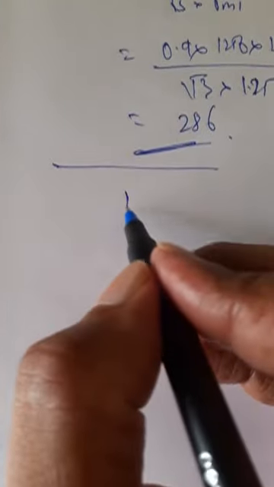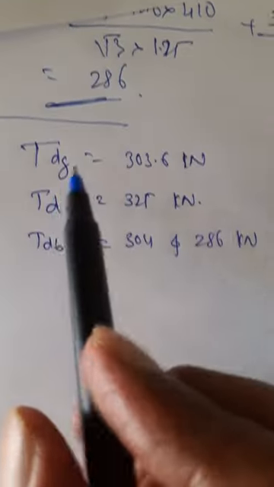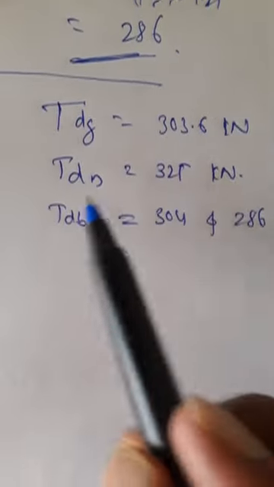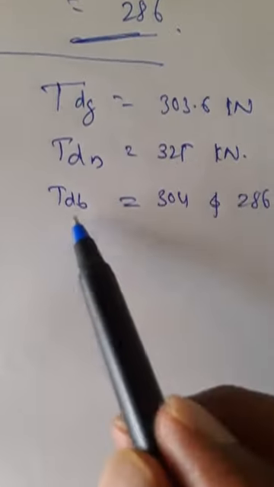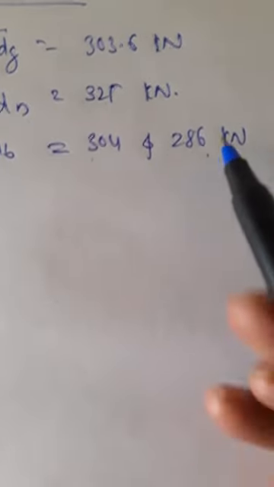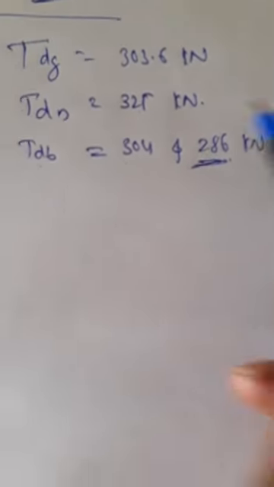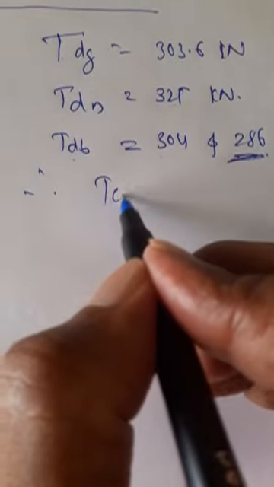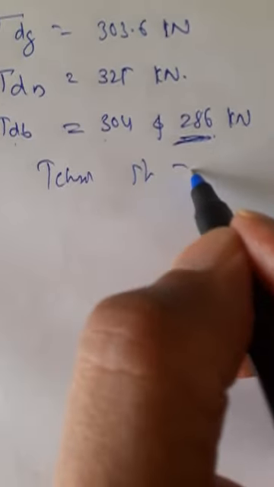So you can write down all the values already calculated. TDG is 303, TDN is 325, TDB is 304 and 286. So this is the least value. Therefore tensile strength is 286 kilonewtons.